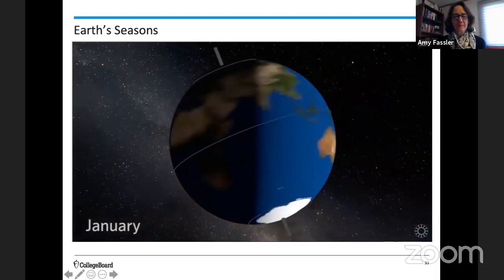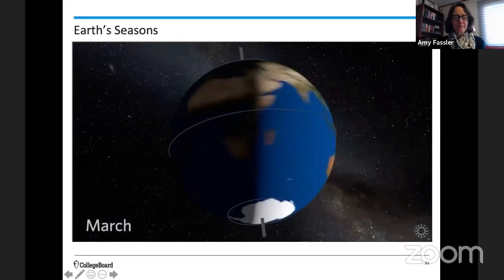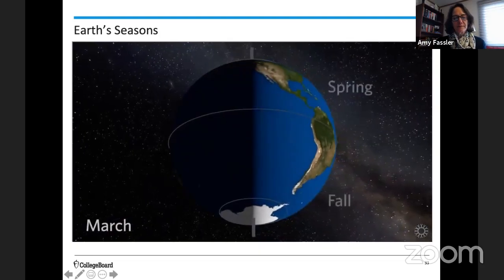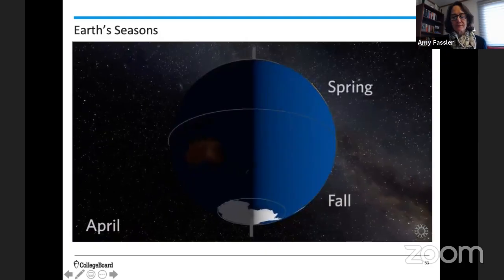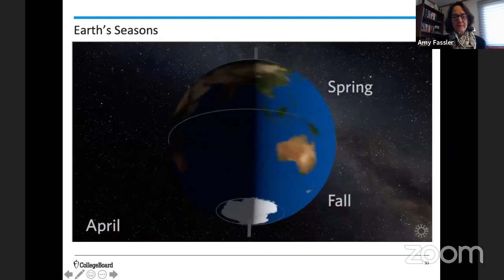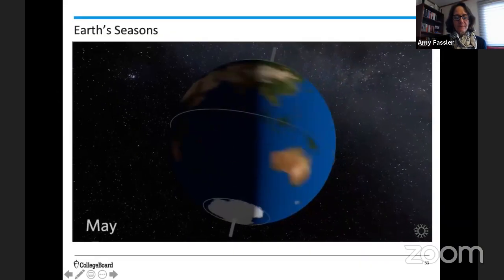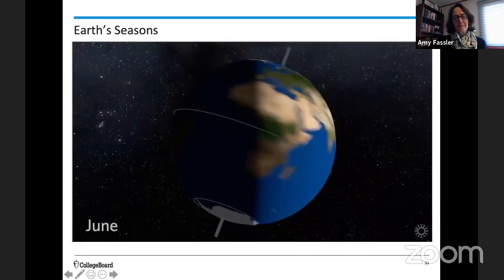As Earth orbits the sun, we move towards spring in the northern hemisphere. Now Earth is tilted neither toward nor away from the sun, and day and night are about equal in length. As we make our way to the summer months, notice that Earth is still tilted in the same direction, only now on the other side of our orbit.